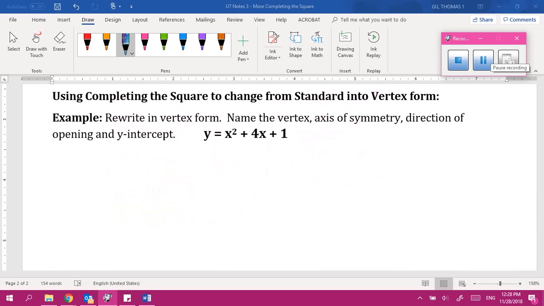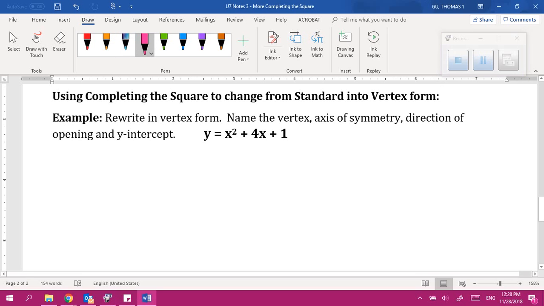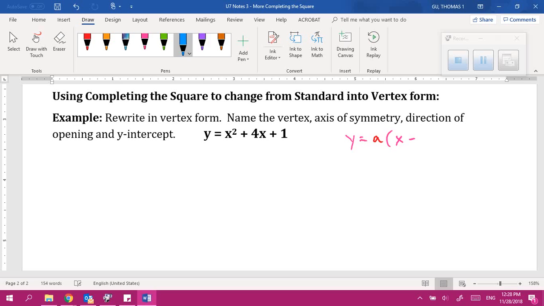Okay, so now the next part of the notes is we're going to use completing the square to change from standard form into vertex form. Notice that equation right there, y equals x squared plus 4x plus 1, is in standard form because standard form is y equals ax squared plus bx plus c. Remember, vertex form is y equals a times x minus h squared plus k, where h comma k is your vertex.